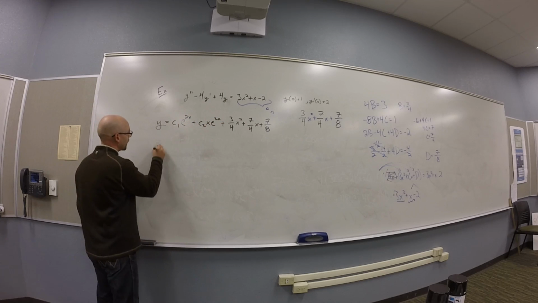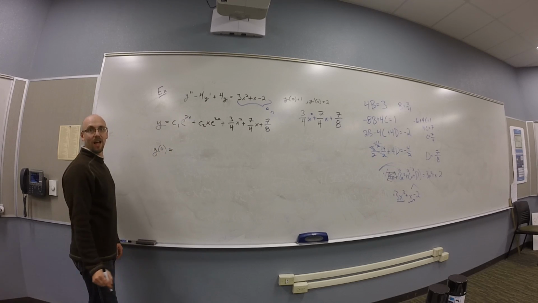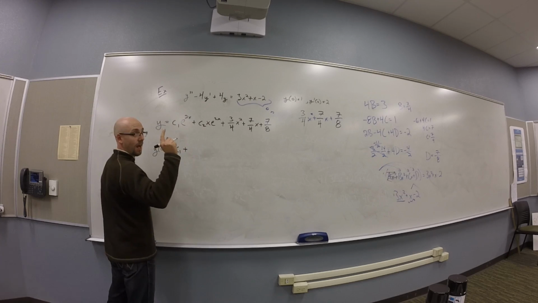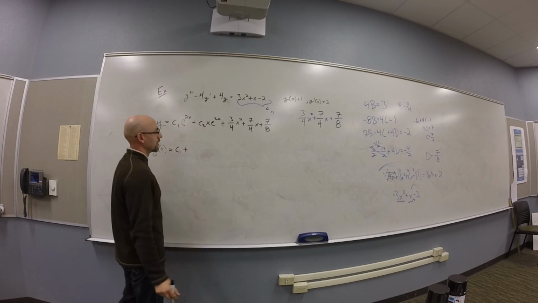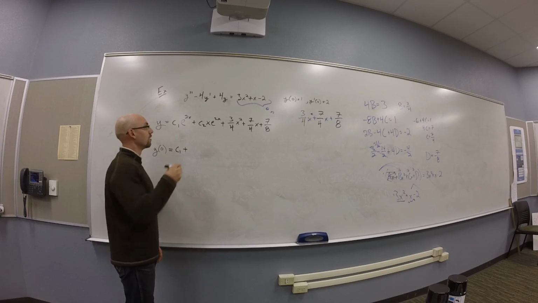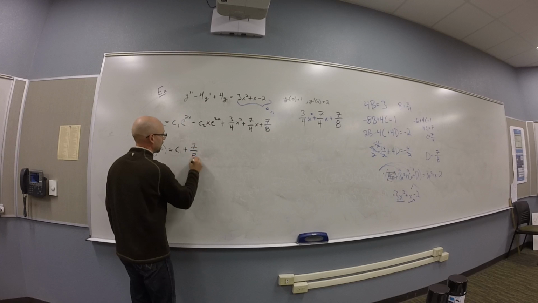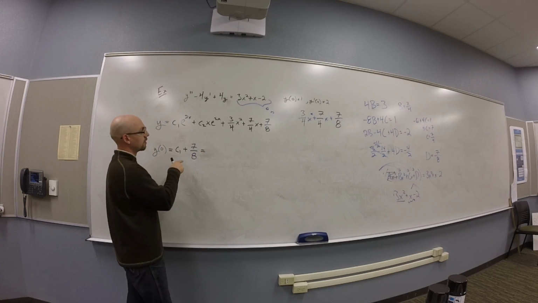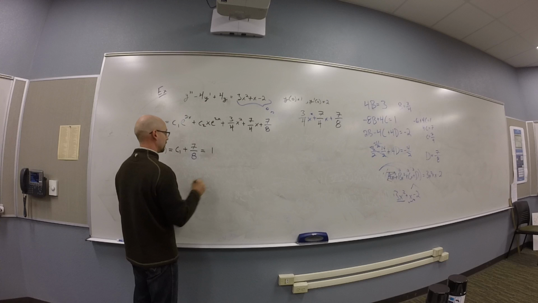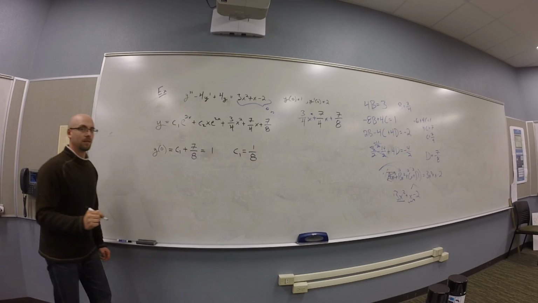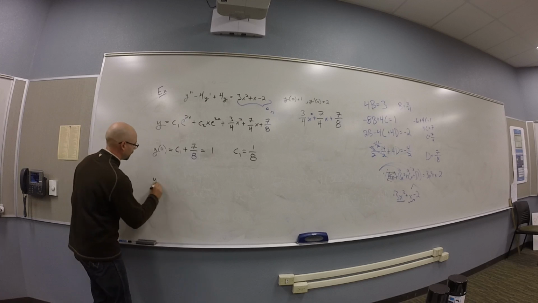So you should check y at 0, which is C1 plus C2 times 0, plus 0, plus 7/8. And that's supposed to be 1. So that means C1 is an eighth. Sure. And then if I do y prime at 0, oh god.